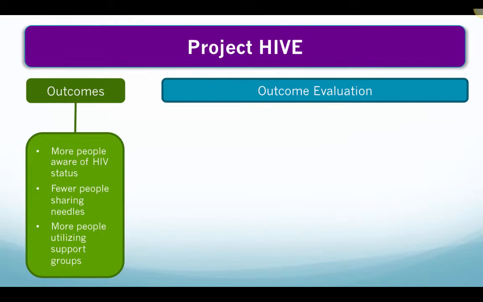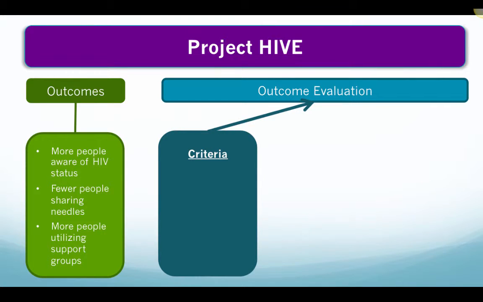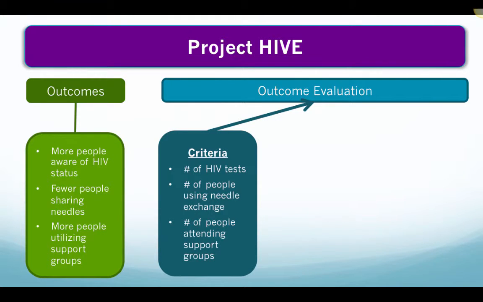The outcome evaluation for Hive should be used to determine how the program is working in the short term, looking at changes in knowledge, attitudes, or behaviors as a result of the program's activities. So for the criteria of the program, Hive has determined that they want to see a change in the number of HIV tests being taken at the organization, the number of people accessing the needle exchange, and the number of people attending support groups.